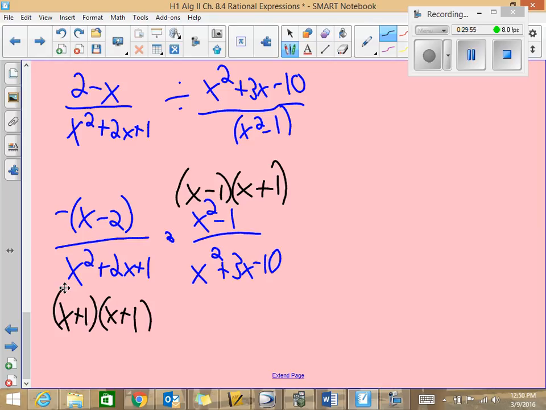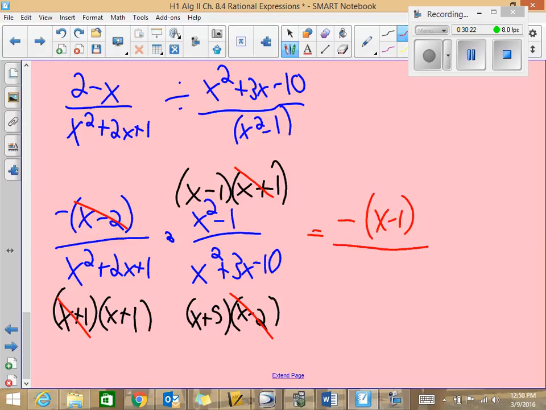Multiplies to negative 10, adds to 3. That's 5, -2. So now we have x minus 2, x minus 2, x plus 1, x plus 1. And that's it, right? So the minus 1 and the plus 1 don't cancel. So we get negative x minus 1 over x plus 1, x plus 5.